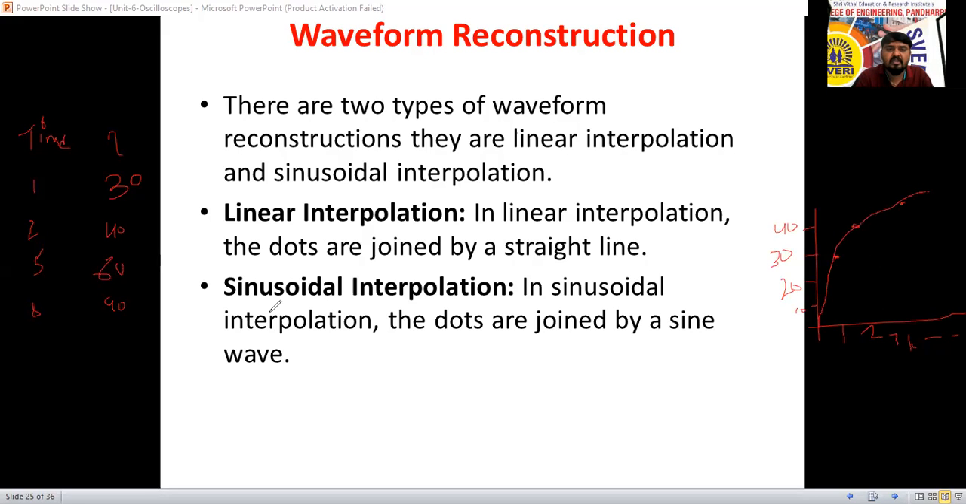Like that, in the linear interpolation method, the dots are joined by straight lines. First you mark the dots, and later you join dot to dot. In the sinusoidal interpolation, what will happen? The dots are joined by a sine wave. I will show here. Just a minute.